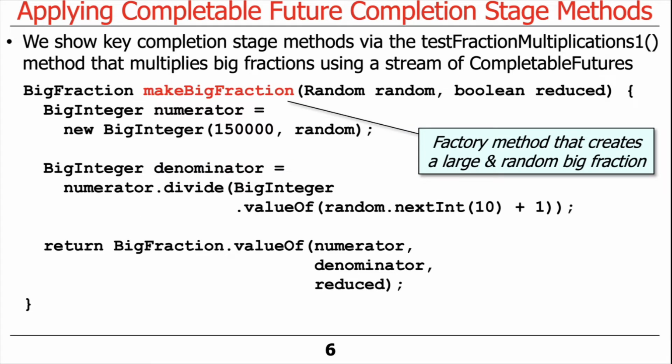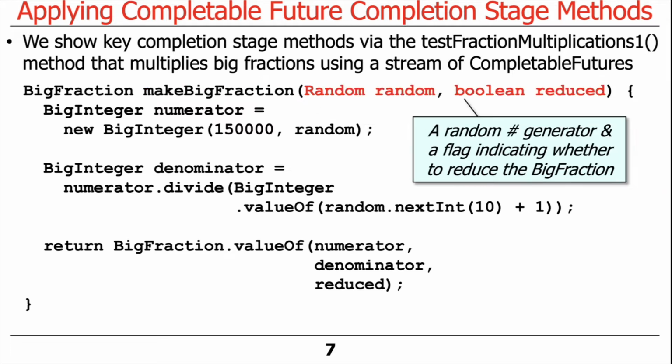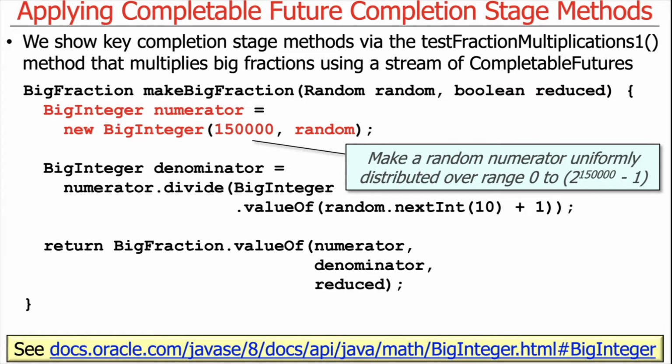Here's what the makeBigFraction method looks like. It's a factory method that creates a large and random BigFraction. As you can see here, it takes a random number generator and a Boolean to indicate whether the fraction should be reduced or not. The random number generator is then used in a couple of interesting ways. First, we generate a numerator. The numerator is going to be a BigInteger that will be randomly distributed over the range 0 to 2 to the 150,000th minus 1. I think you'll agree with me that's a very, very large number, or potentially a very large number, depending on how the range is distributed.